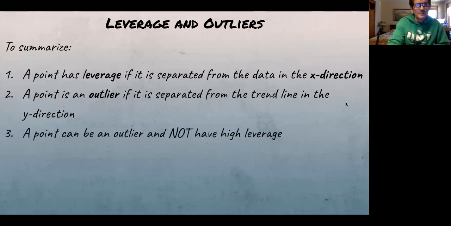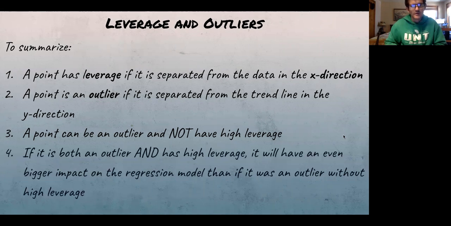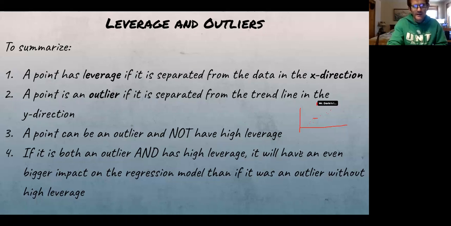Okay, a point can be an outlier and not have high leverage. We've already talked about that. I was jumping ahead of myself again. But yeah, with the correlation right here, an outlier without high leverage, we've already seen that. If you have an outlier with high leverage, it's going to have an even bigger impact on the regression model than if it was just an outlier alone.